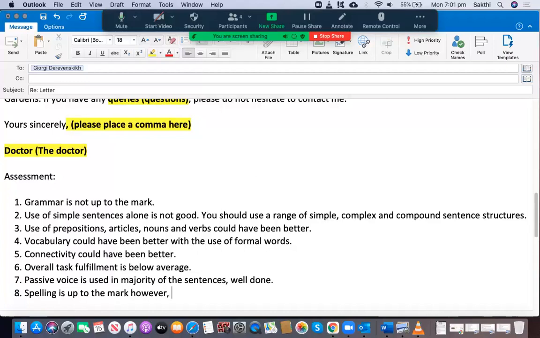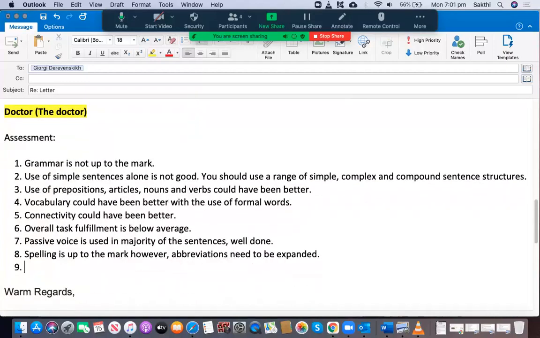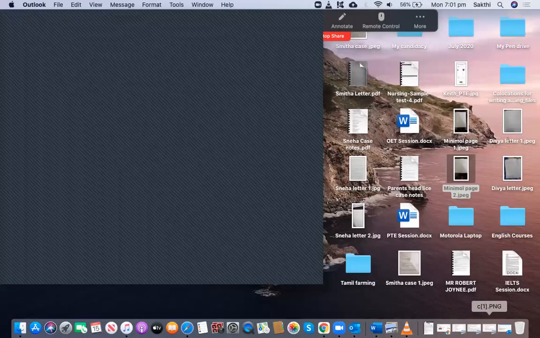However, abbreviations need to be expanded. He didn't expand the abbreviations, which is not good. I'm not really happy with that. And let's check whether he has used all the relevant case notes in his letter or not.